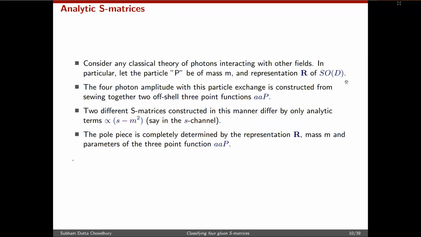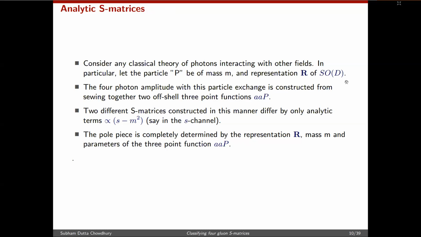So let me get back to analytic S matrices. What do I mean by an analytic S matrix? Let me just explain it for photons, that's the easiest, so I don't have to go into complications. Say I have a particle P of mass M and representation R of SO(D). You can easily take SO(D-1,1), but for calculational purposes it's good to work in Euclidean and then Wick rotate to Minkowski. My calculations will all be in Euclidean, and since it's Lorentz invariant, you can just go to Minkowski.